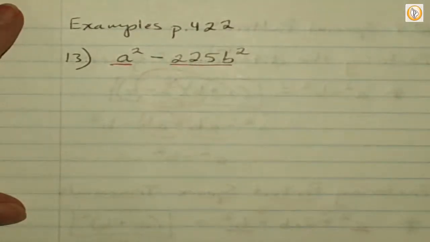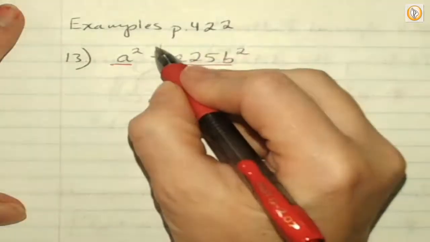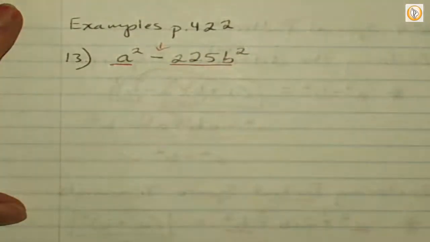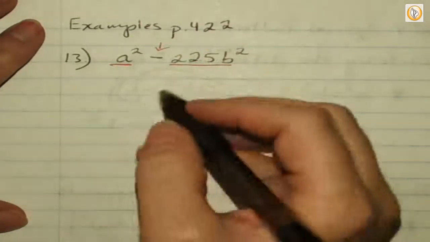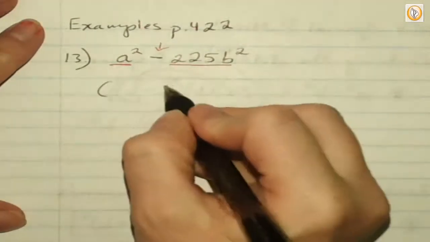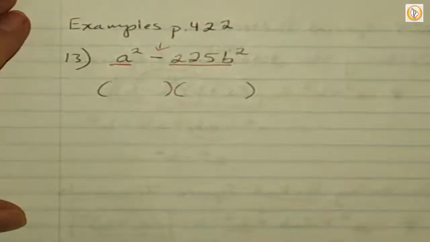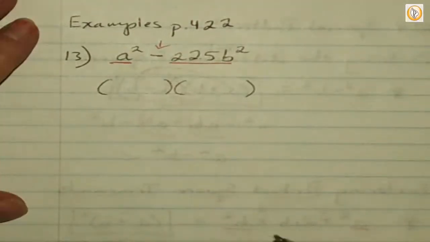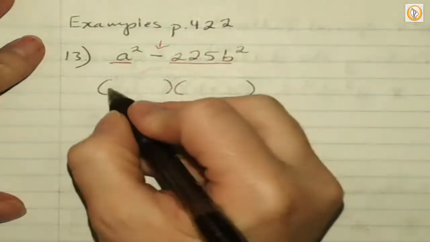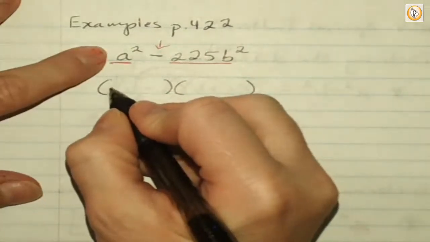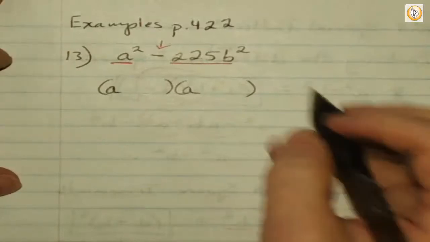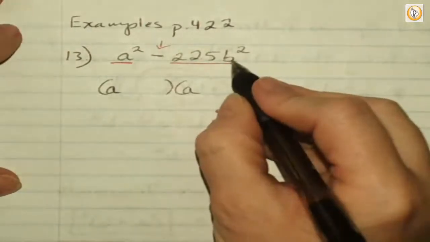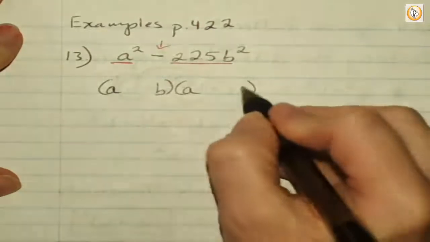Based on what we're doing today, it should be... and I have a negative sign. So already we should know what our answer is going to be. I'm going to do my two parentheses, because I can always change them if I need to. Because a squared is a perfect square, I have a in there. And this is a b squared, so I'm going to have a b here and a b here.